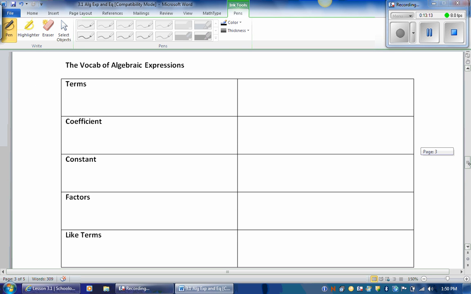All right, so we have some vocab words that you absolutely need to know. So we're going to go over those real quick. Okay. So the first one is terms. Terms of an algebraic expression are the parts that are separated by addition or subtraction.